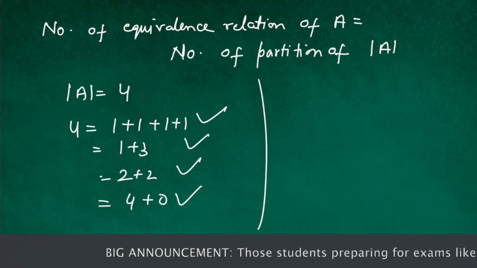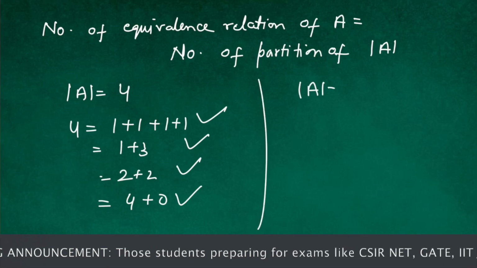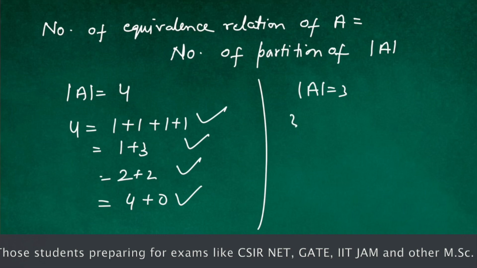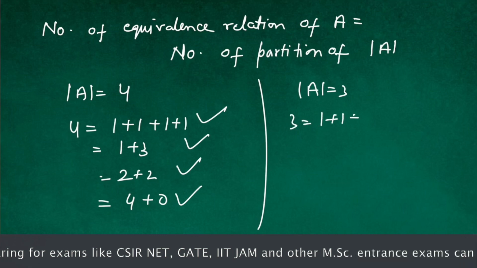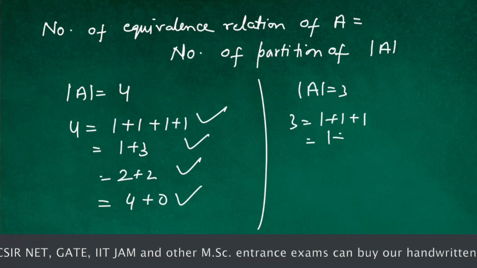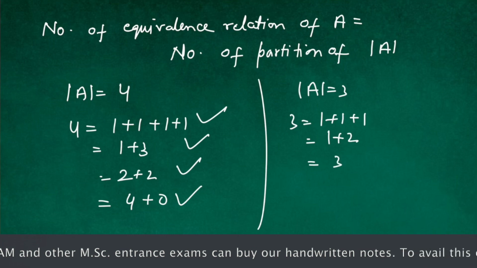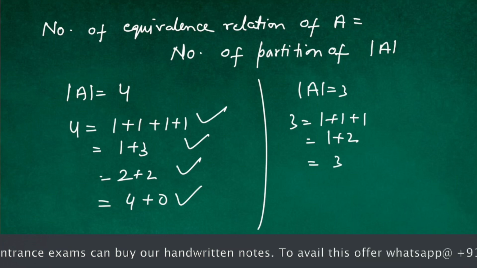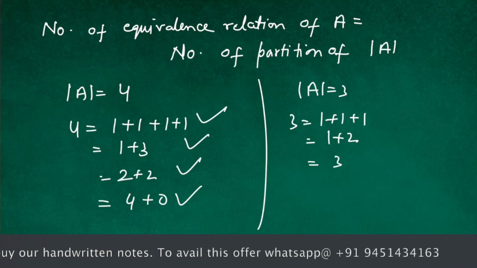If the cardinality of set A is 3, then partitions of 3 will be 1 plus 1 plus 1, 1 plus 2, or 3. The number of equivalence relations on set A whose cardinality is 3 will be 3.